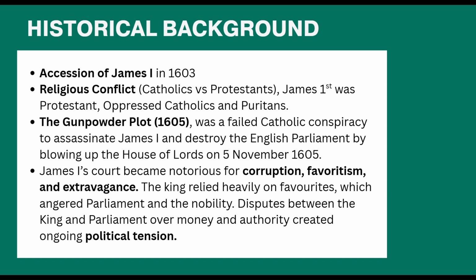And finally, the next point is that James the First's court became known for corruption, favoritism, and extravagance. He gave too much importance to his favorites. Parliament did not like this. There were continuous disputes over money and authority. So overall, this period was marked by religious conflict, political struggle, corruption, and tension between the king and the parliament. So remember, when society becomes unstable and darker, literature also becomes darker. That is why Jacobean literature reflects pessimism, corruption, and moral decay. So this was the historical background of this period.